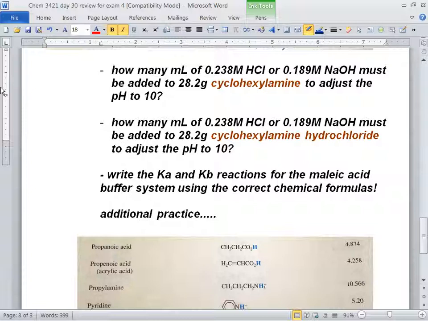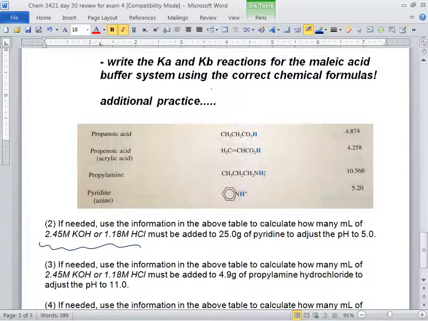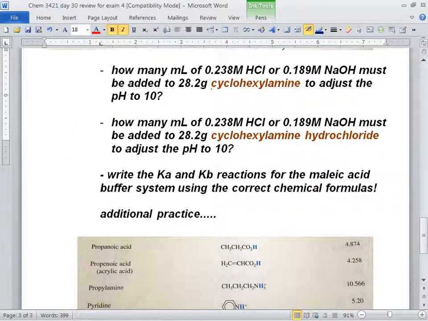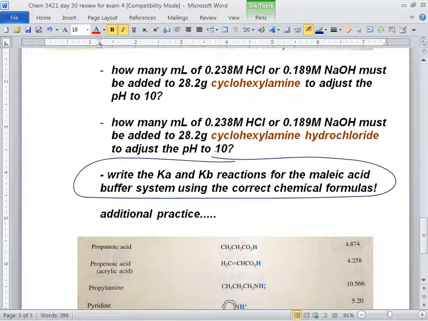So now we're into questions like the ones we've just done. This is like the homework. This is just like the quiz questions, right? This one's different though. You should do this one. Write the Ka and Kb reactions, and then we'll take our quiz. Go ahead and write the Ka and Kb reactions for the maleic acid buffer system.